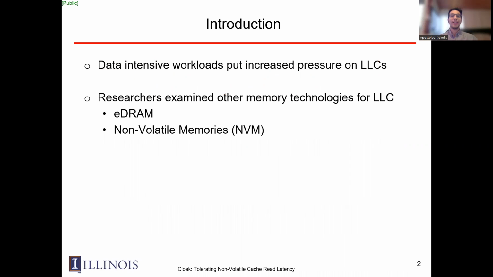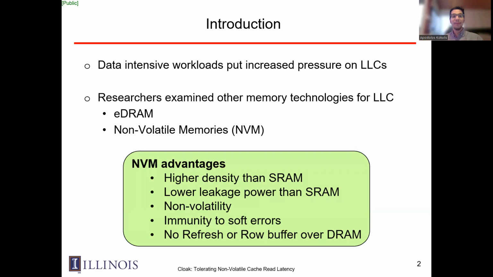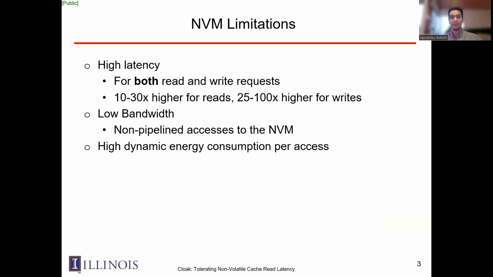Data-intensive workloads such as high-performance computing applications and databases are very popular today, and they put increased pressure on the last-level caches. So researchers have examined other memory technologies for LLC, and these include embedded DRAM or non-volatile memories. Non-volatile memories have multiple advantages. Compared to SRAM, NVM has higher density and lower leakage power. It also offers non-volatility and greater immunity to soft errors. Moreover, it needs no refreshes or row buffers like DRAM does.